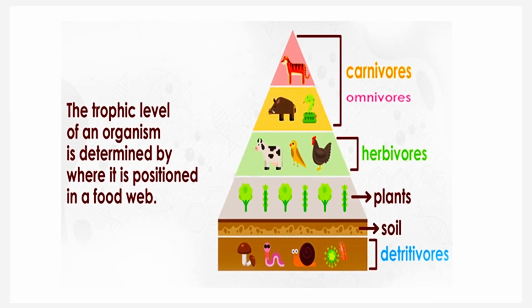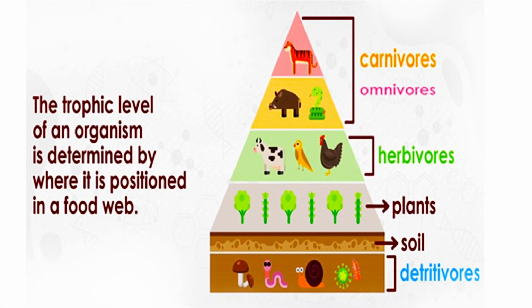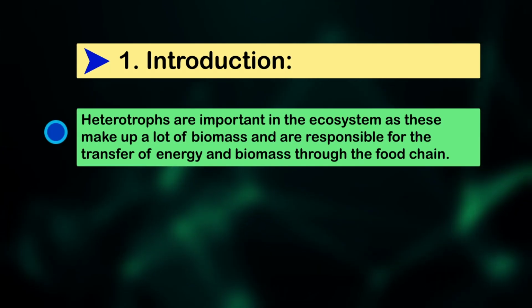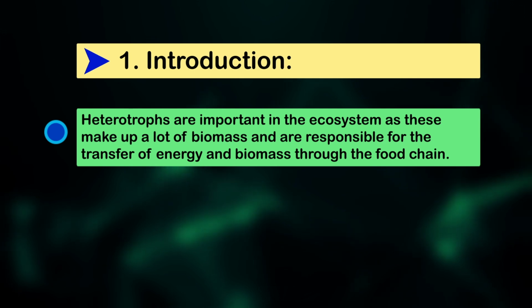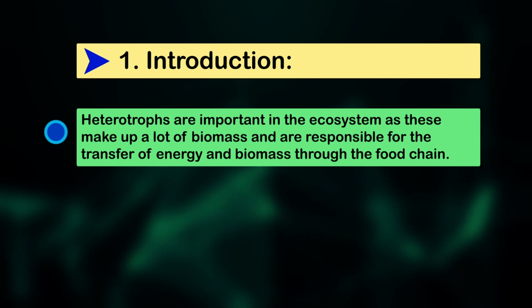A heterotroph is an organism whose sustenance comes from other organisms. Every food chain basically begins with an autotroph. We have already discussed in the previous lecture what an autotroph is. Autotrophs are those which make their own food, and this series ends with heterotrophs. Heterotrophs are important in the ecosystem as they make up a lot of biomass and are responsible for the transfer of energy and biomass through the food chain.